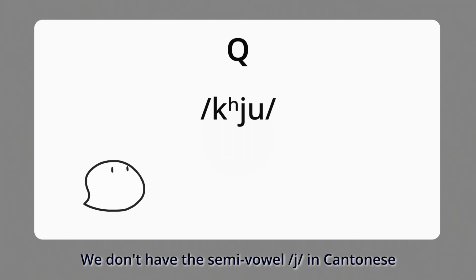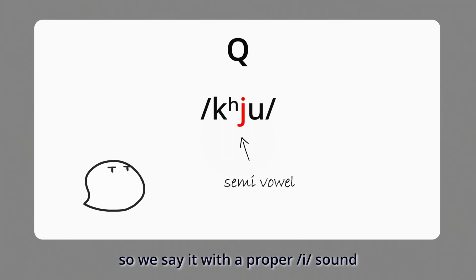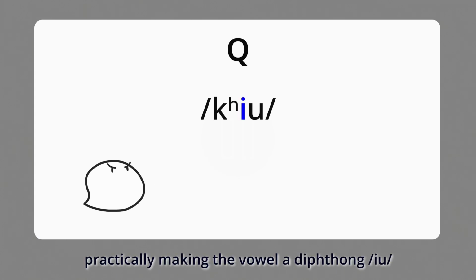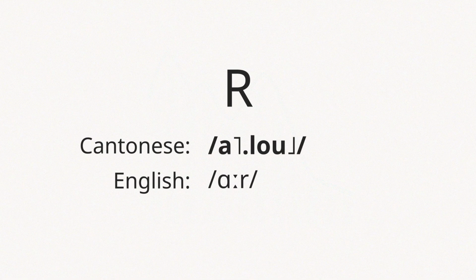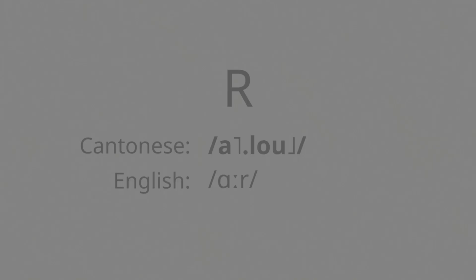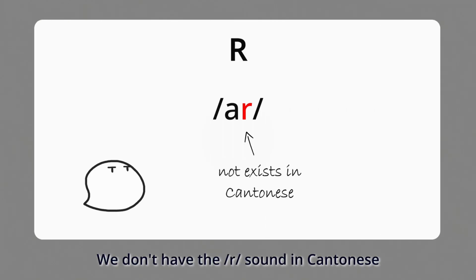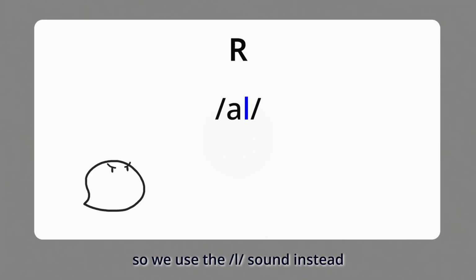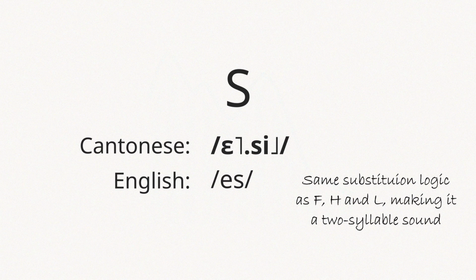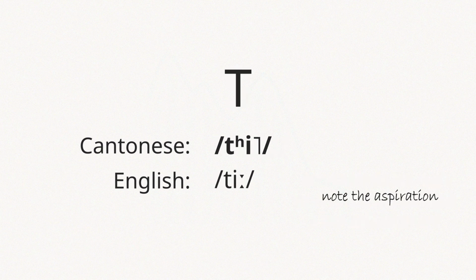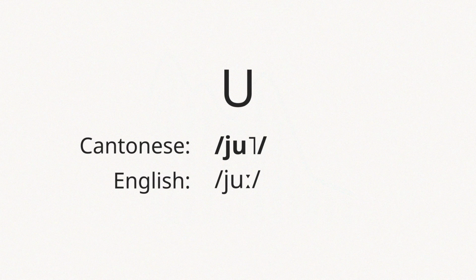We don't have the semi-vowel sound in Cantonese, so we say it with the proper vowel sound, practically making the vowel a diphthong. R. We don't have the R sound in Cantonese, so we use the L sound instead. And like L, we say R with two syllables. S, T, U.